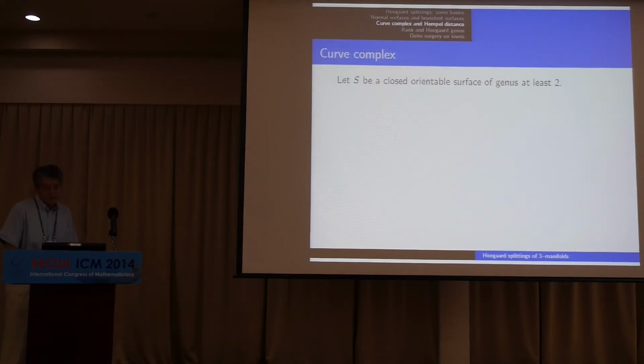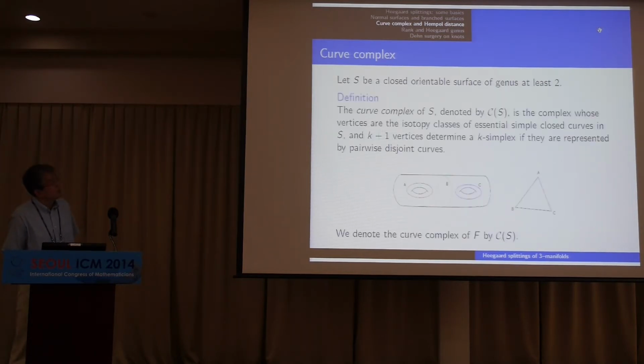Okay, so now I'm going to say something about how to use the curve complex, how the curve complex can be applied to study Heegaard splittings. So if you have a closed orientable surface, and here I use the genus 2 surface, and for genus 1 you have a similar definition. So the curve complex: basically for each isotopy class of essential simple closed curve, you assign a vertex, and two vertices you connect by a one-simplex if they're disjoint.